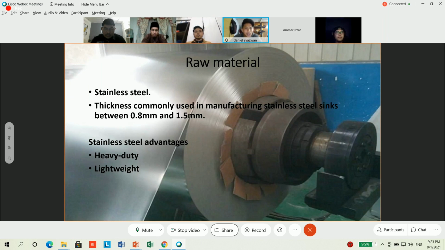For the raw material, the sink factory purchased steel plates of different weight and thickness according to the different requirement of the production of the sink. The thickness of the sheet metal commonly used in the manufacturing of stainless steel sinks is between 0.8 mm and 1.5 mm, and the sheet metal will be delivered to the sink factory in coil by weight. Next.